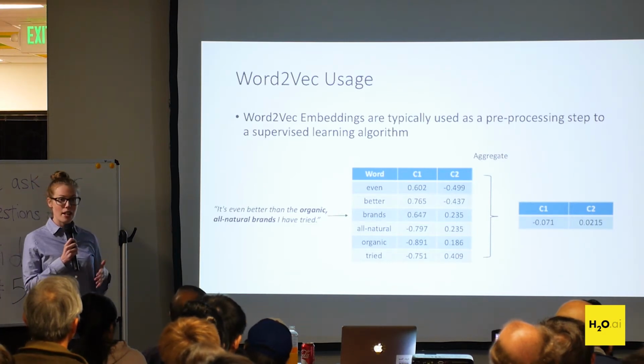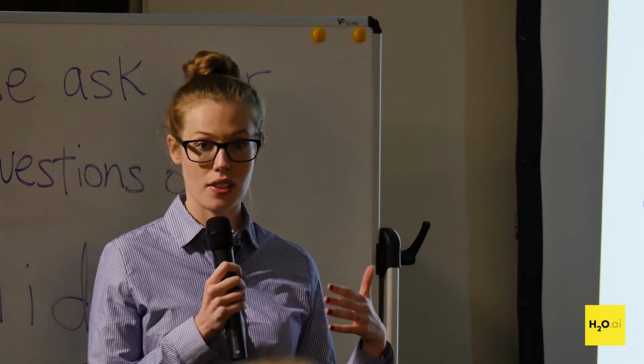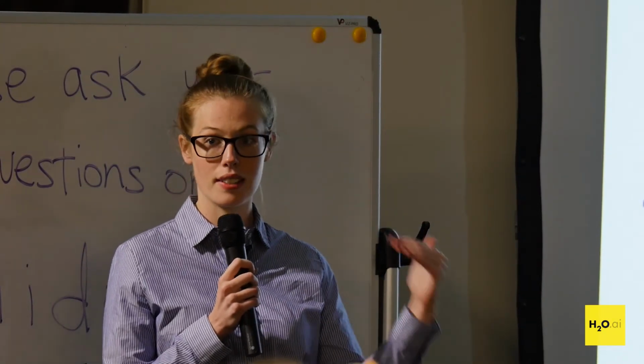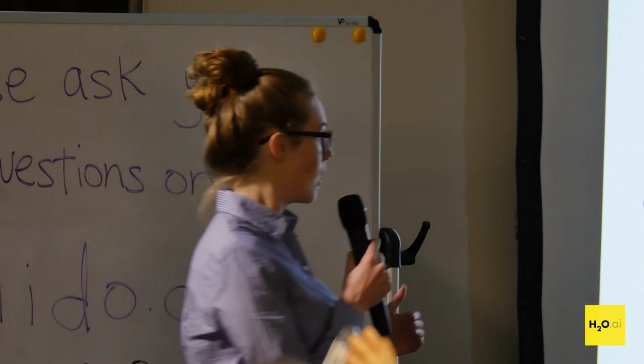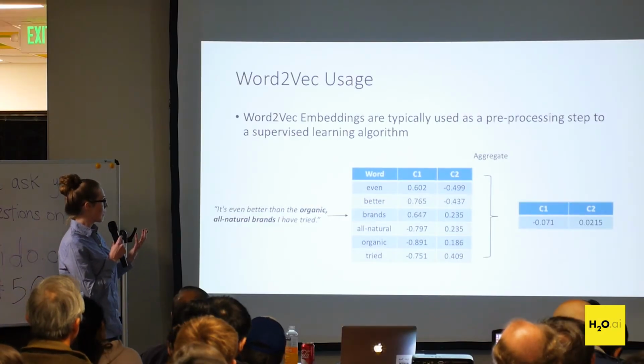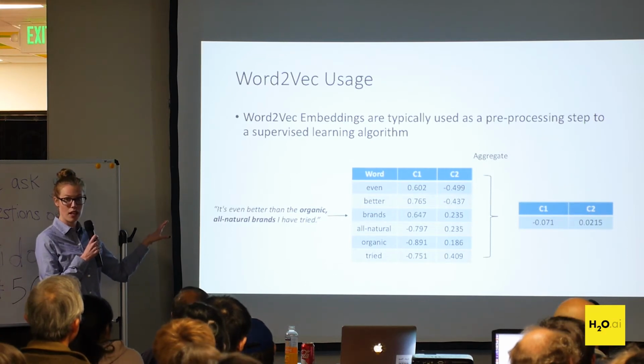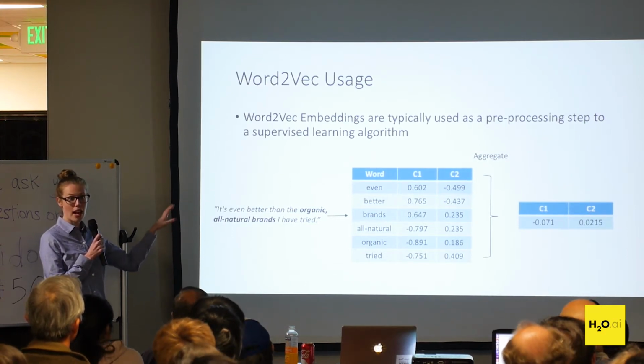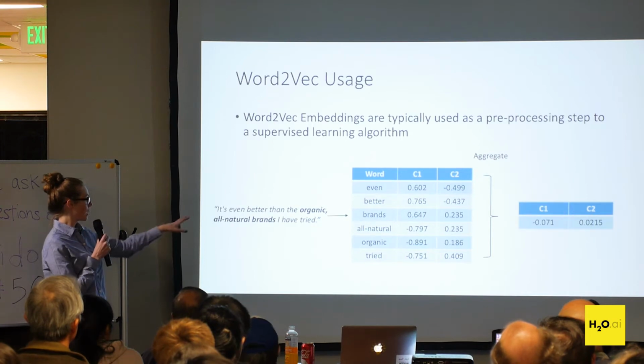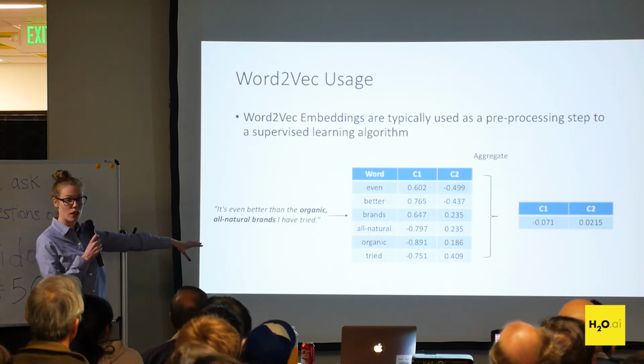So for each review, I need one record, right? Because I'm trying to do a supervised learning problem. Each review should be one record, true or false, is it positive or not? So to do that, I'm going to take the word embeddings of all the words in the review, and I'm going to aggregate them using an average. So I'm going to have C1 and C2, the average of all the words in my review.